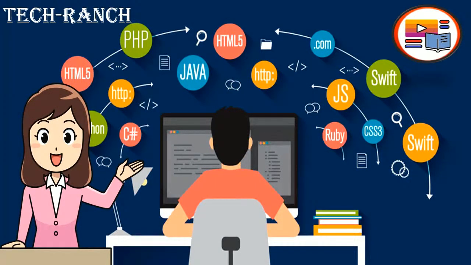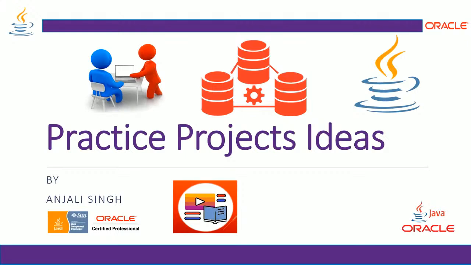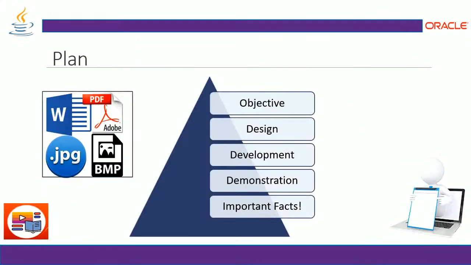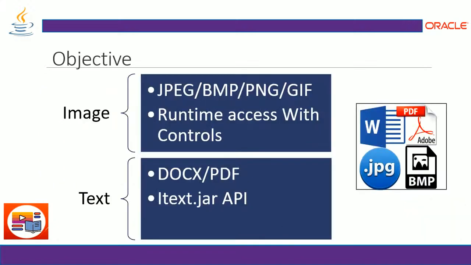Let's make coding fun. Practice project ideas: text, image, file converter. In this session, we'll see how to implement an application in Java to convert files from different types of format. The objective is to convert files from one format to another. We'll see designing, development, demonstration, and important facts, like in what places this type of application is being used.